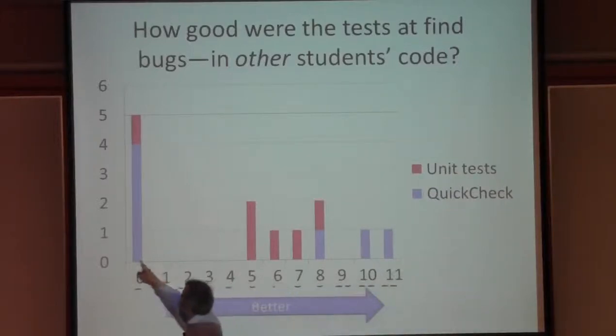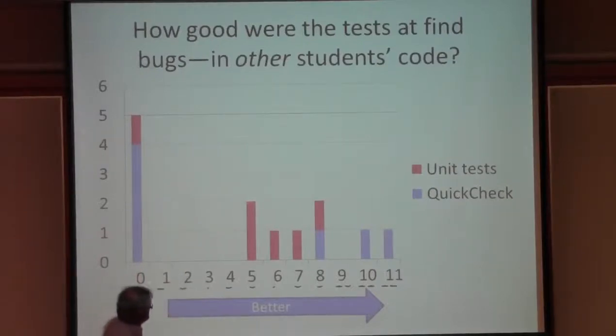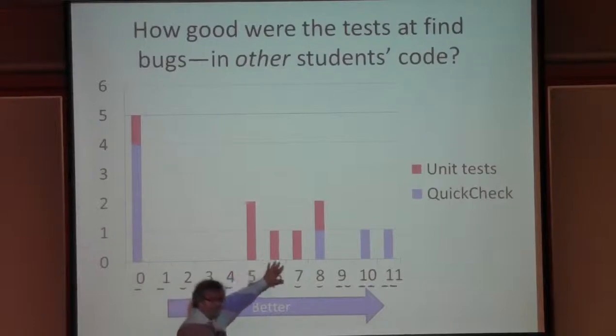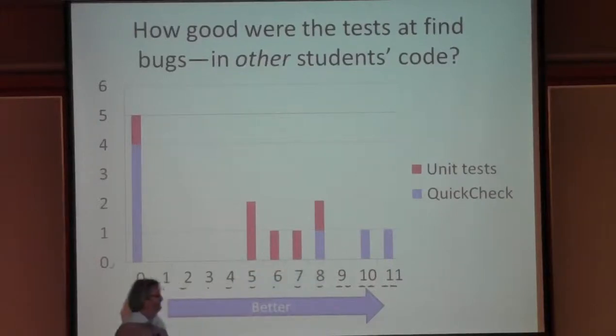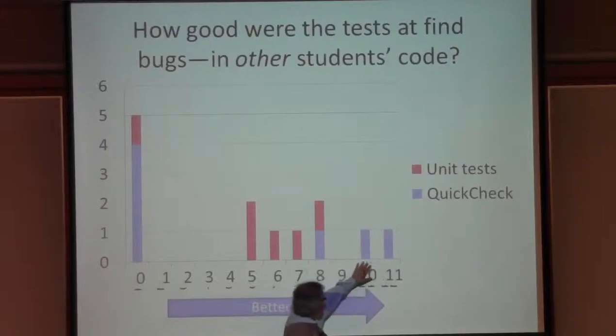Down here, there are test suites that could find no bugs at all. And if you look at the colors on these things, you can see that the students that we asked to write unit tests, conventional test cases, by and large, developed test suites that could find a fair number of bugs, but not all. The students that we asked to write QuickCheck tests over here did a lot better.